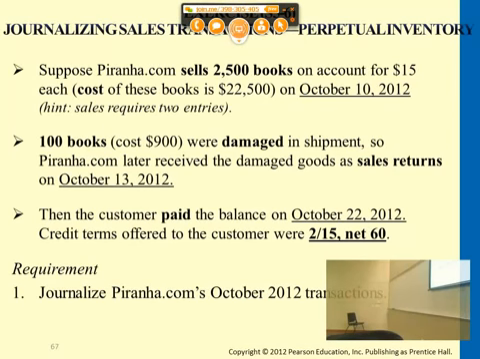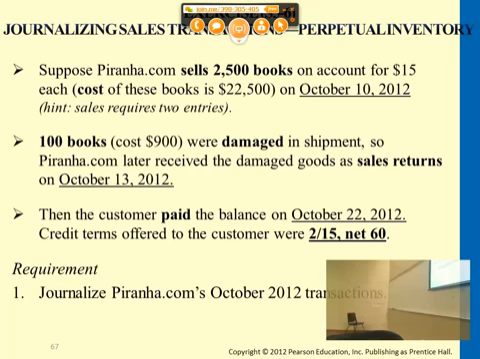Okay, let's go back to, sorry, not going back. This is a new problem here. Let's try to look at these bullet points and then journalize the transactions that relate to sales. So these three bullet points all relate to the sales side of the transaction. You have the first one here. This company sells 2,500 books on account for $15 each. So each book, the retail price is $15. The problem tells you here.